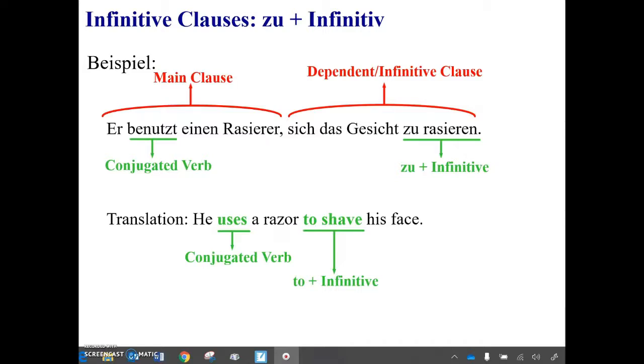Second example, benutzt einen Rasierer, sich das Gesicht zu rasieren. So he uses a razor to shave his face. We have a main clause with a conjugated verb, benutzt einen Rasierer, and we conjugated benutzen, benutzt. And then we have a second clause, the dependent clause, with the zu plus Infinitiv, sich das Gesicht zu rasieren.